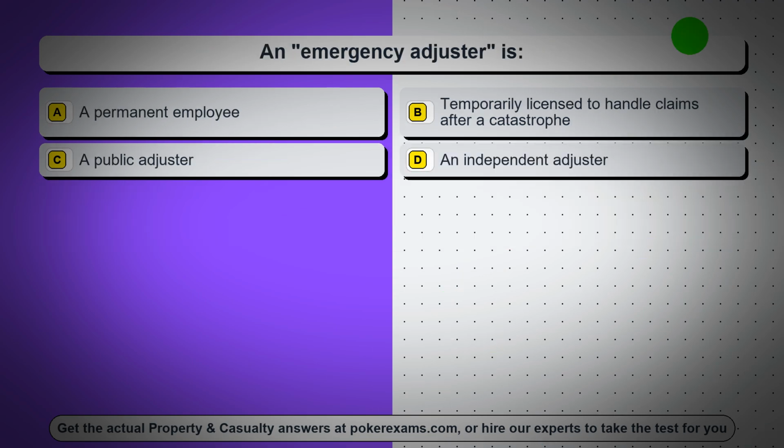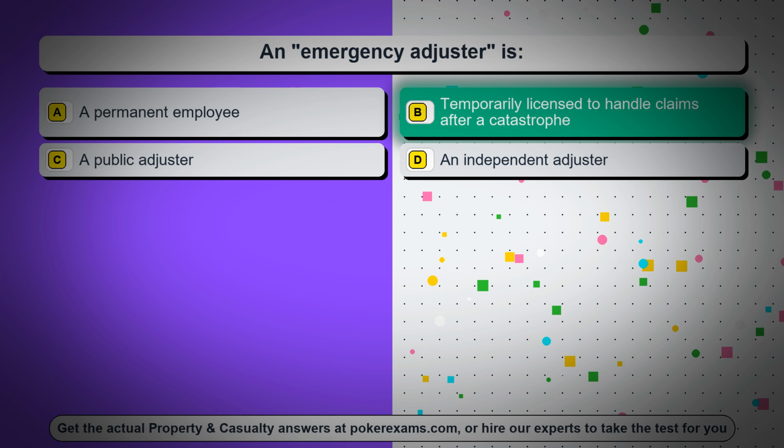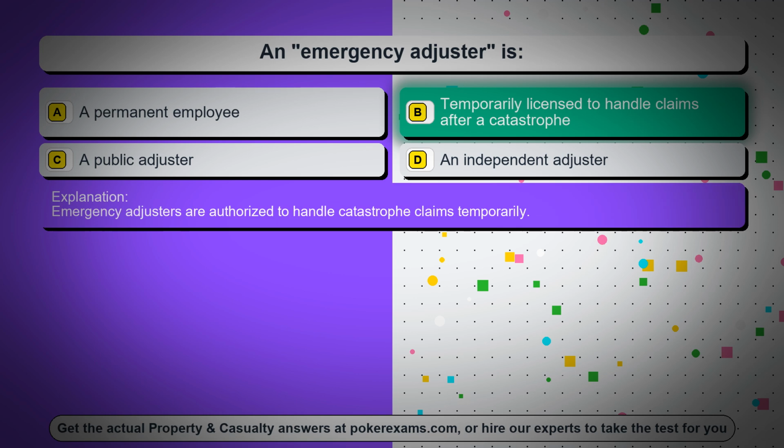Question 52. An emergency adjuster is. Option A, a permanent employee. Option B, temporarily licensed to handle claims after a catastrophe. Option C, a public adjuster. Option D, an independent adjuster. The correct answer is option B, temporarily licensed to handle claims after a catastrophe. Emergency adjusters are authorized to handle catastrophe claims temporarily.